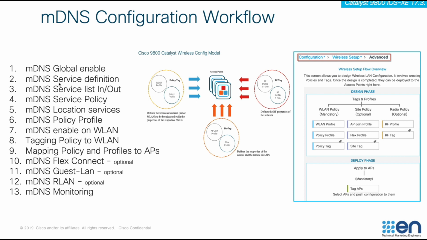Then we're going to work with the service definitions. We're going to define service lists and apply them to the in or out interfaces. We're going to create service policies, and then we'll also create a designated location where these services can be used. After that, we're going to create MDNS policy profiles and tag all of these into the policy.